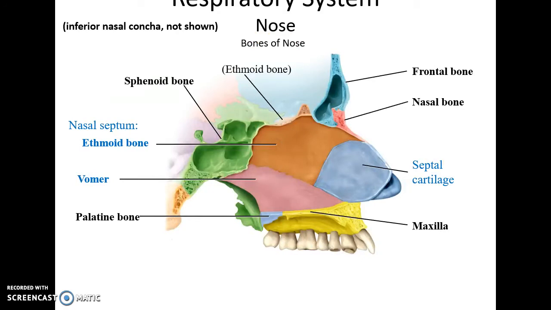Looking inside, we see that we have a nasal septum, a wall that separates the nasal cavity into two sides, formed from the ethmoid bone, the vomer, and the septal cartilage. So this forms the wall in the middle of the nasal cavity.